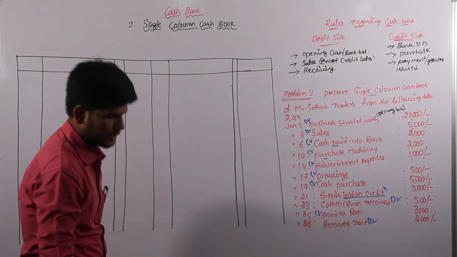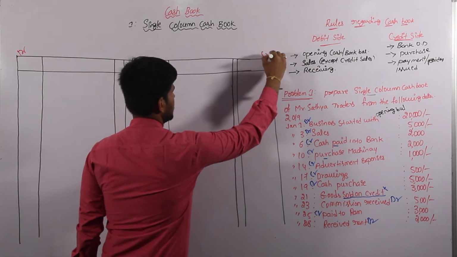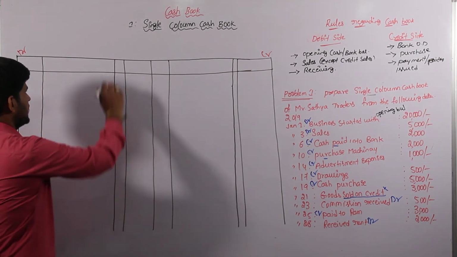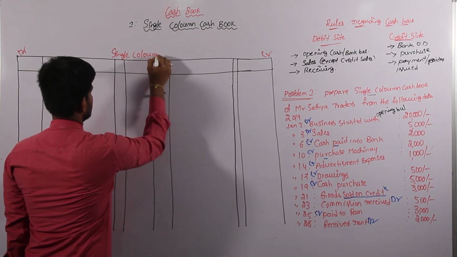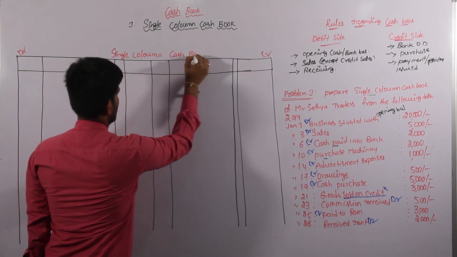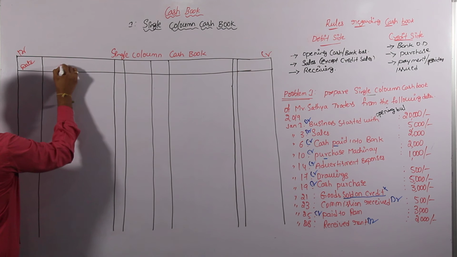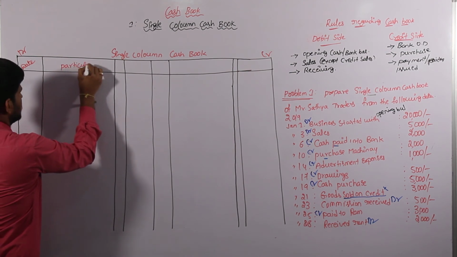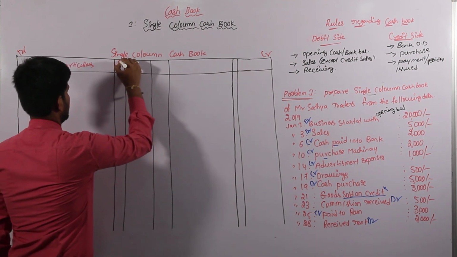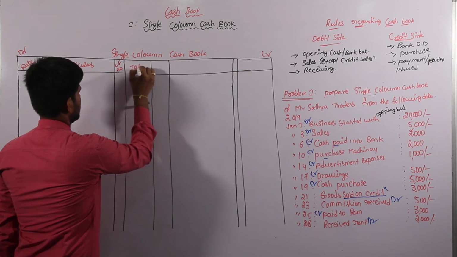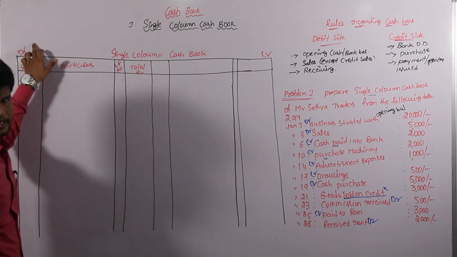Now come to draw the pro forma for the single column. First debit and here credit. Two sides we have to draw. And come to write the single column cash book. First column goes to date and the next one particulars. Next, LF number, meaning ledger folio number. Then total amount. This particular column from date to total amount relates to the debit side of transactions.